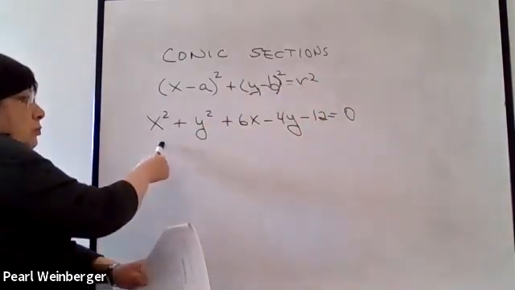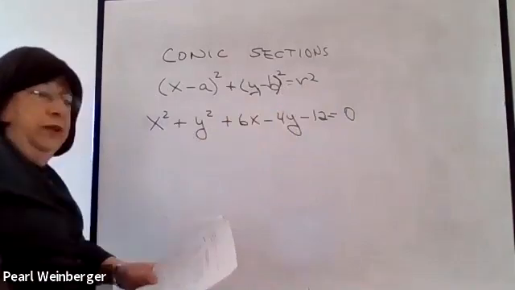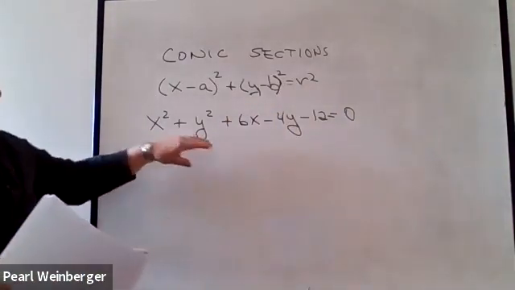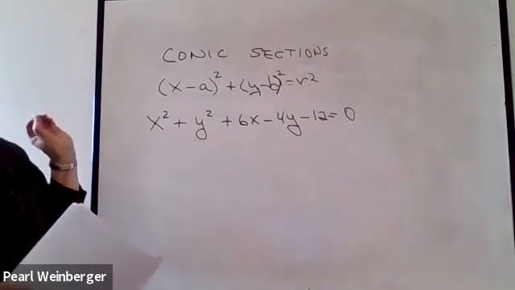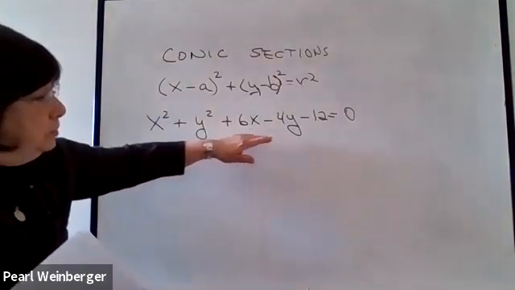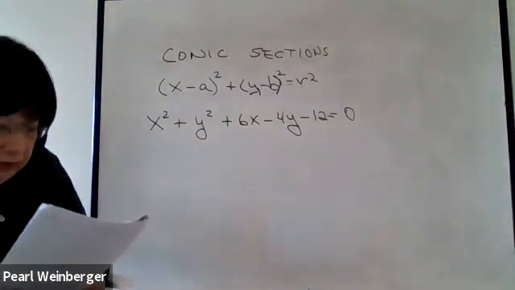So it's x squared plus y squared plus 6x minus 4y minus 12 equals 0. This is the equation of a circle because I see this x squared plus y squared, but the center is not at the origin because it has other extra x and y terms. Find the center and radius of the circle.